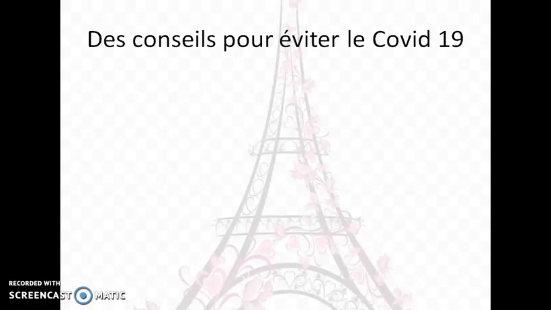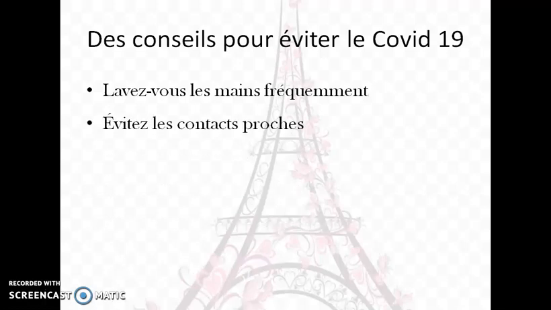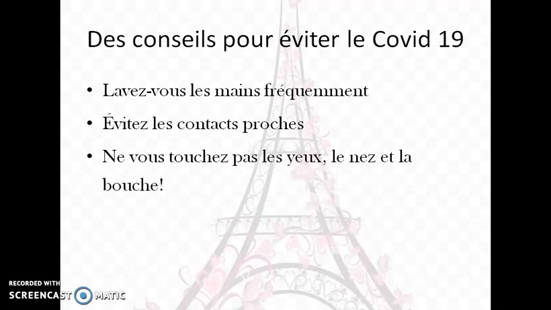Some advice for avoiding COVID-19. The first one is: lavez-vous les mains fréquemment. Wash your hands frequently. Éviter le contact proche. Avoid close contact, which means maintain social distancing. Ne vous touchez pas les yeux, le nez et la bouche. Don't touch your eyes, nose and mouth.